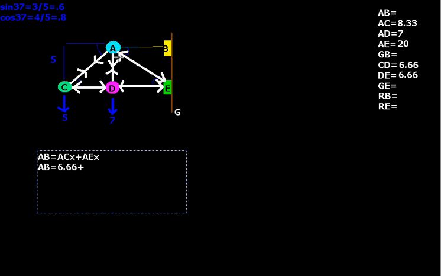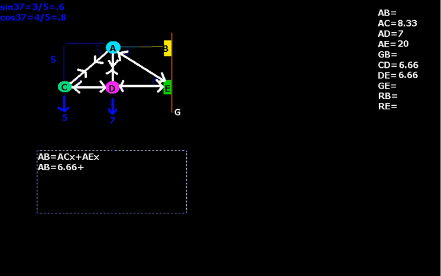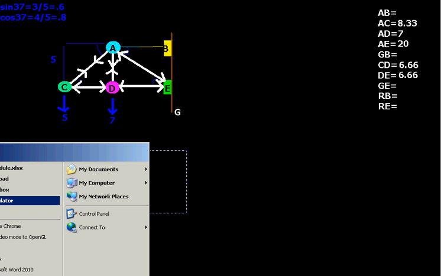Whoops, wrong window. Start, calculator. Sorry, slow computer. I don't know why it's being slow all of a sudden, because I'm not running any more applications than normal.